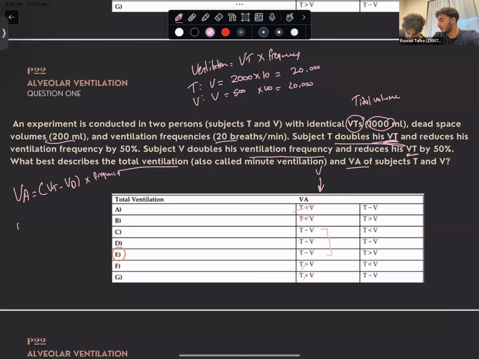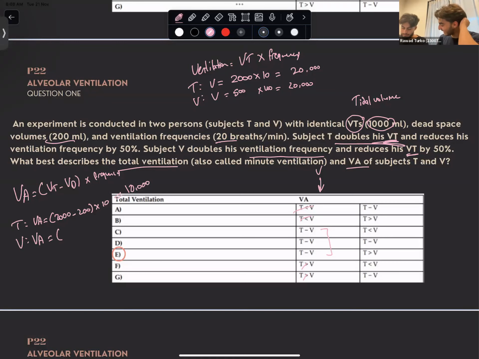Okay, so for T, VA is VT minus VD. They doubled their VT, so 2,000 minus 200, because their dead space volume remains the same. That's anatomical dead space, by the way. You're not going to double your tidal volume but also somehow double your dead space volume. It's going to stay the same. So 2,000 minus 200 is 1,800, times 10, 18,000. Okay, 18,000.